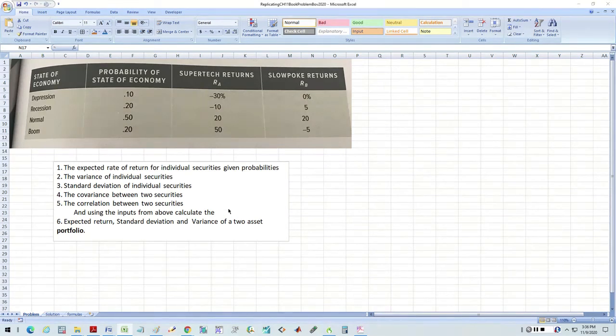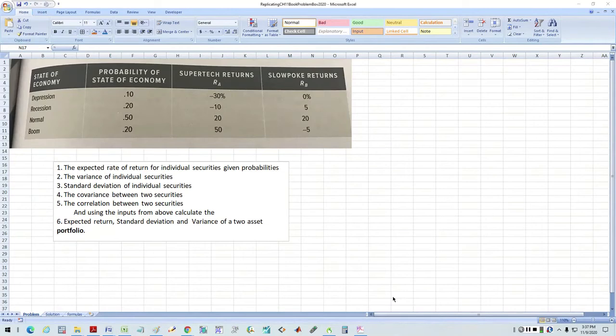I've made a short video for you to go over a multi-step problem from the risk and return / capital asset pricing model chapter in order to help you solve and calculate the following. The expected rate of return for individual securities given probabilities, variance of individual securities, the standard deviation, covariance between two securities, the correlation between two securities, and using the inputs from the above, calculating the expected return, standard deviation, and variance of a two-asset portfolio.